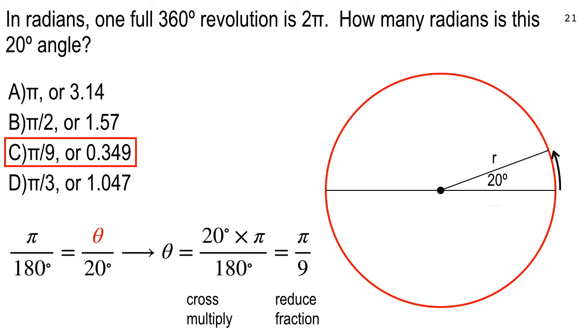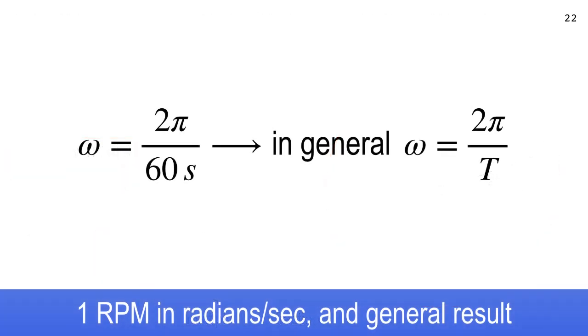Now, let's talk about RPMs. An RPM is one revolution, 2 pi radians, in 60 seconds. So that would be the angular velocity, omega. That's a Greek letter, lowercase omega. It'd be 2 pi radians, one revolution, in 60 seconds.